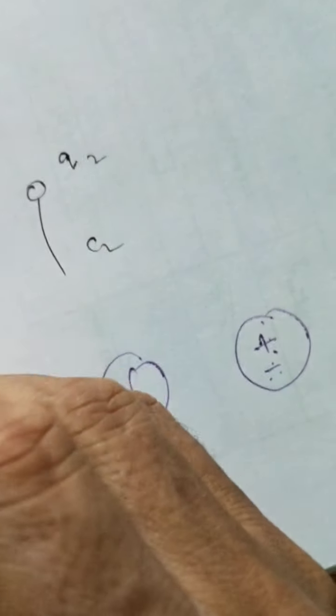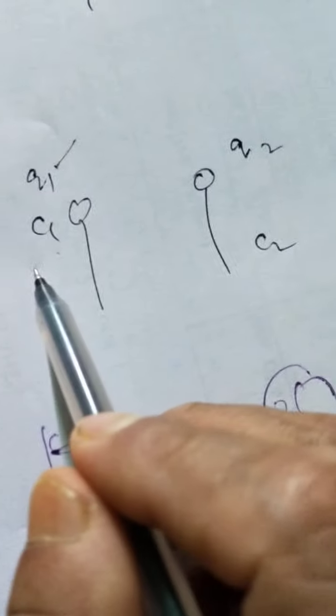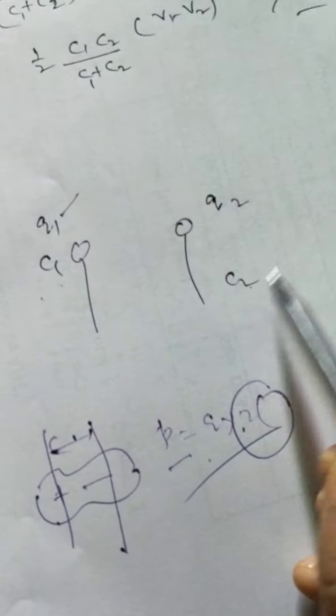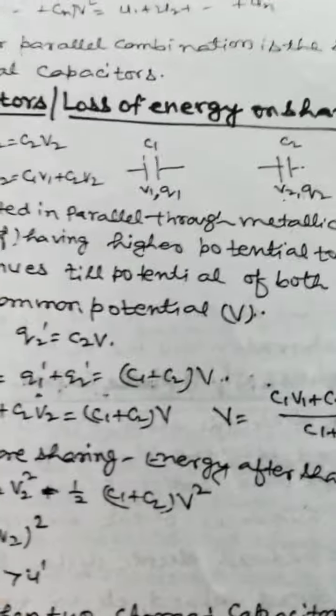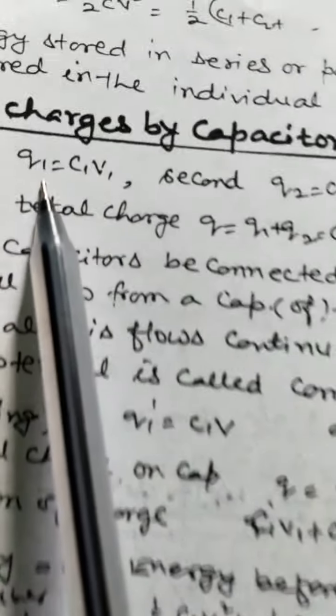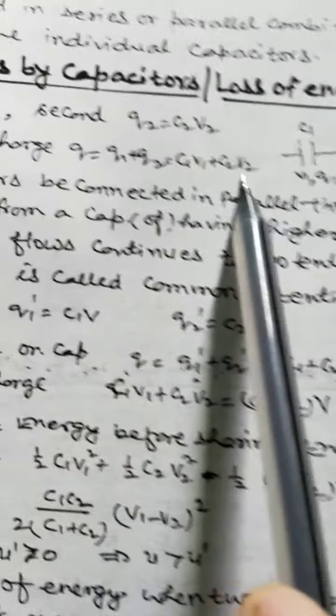Then we know the value of Q1 and C1, so I can find out the value of V1. Similarly for Q2 and C2 we can find out the value of V2. Before sharing, I have not connected them through a wire. Before sharing, what will be the total charge? Q1 plus Q2. We know Q is equal to CV. Q1 is equal to C1V1 and Q2 is equal to C2V2. So the total charge is C1V1 plus C2V2.